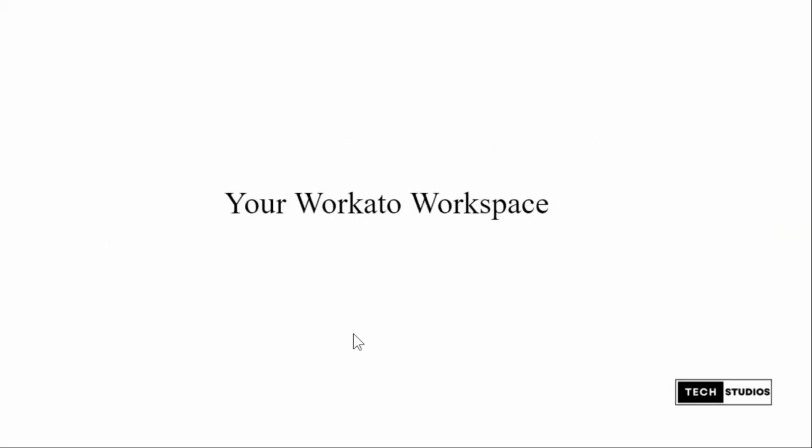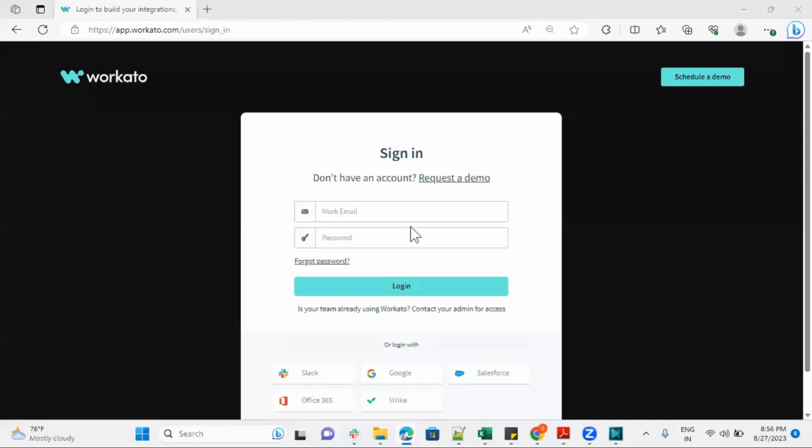Second part is the Workato workspace. Let's go into that. There are two ways of accessing your workspace. One is the regular method by providing a work email and a password. The second method is with single sign-on. I'll be using single sign-on to authenticate to the workspace.